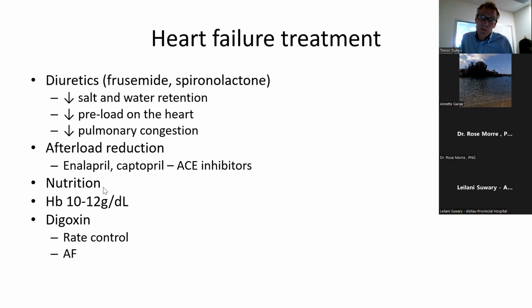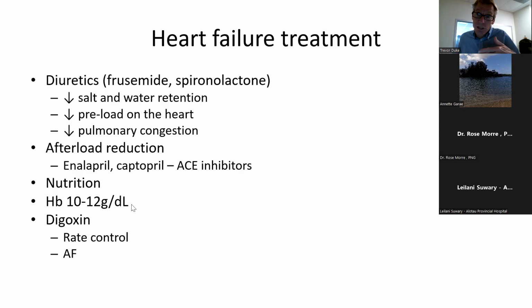You look at a baby who's got a ventricular septal defect, and they're using up a lot of energy in their tachypnea, and so we need to maintain nutrition, and often that may be with some supplemental feeding or nasogastric feeding. If their hemoglobin drops too low, then they'll have increased blood flow through their lungs, and so we should try to maintain their hemoglobin somewhere between 10 and 12 grams per deciliter.